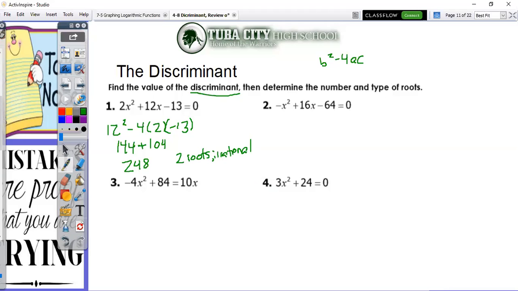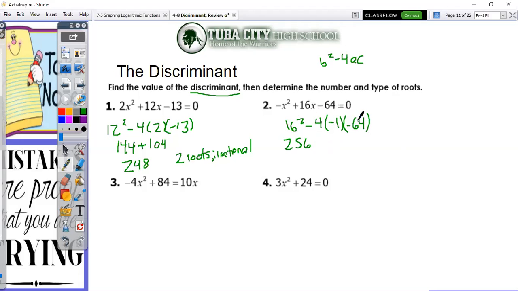All right, so let's go ahead and plug this in and find out how many solutions and what type they will be. So b squared, this is 16 squared minus 4 times a, which in this case is a negative value, so -1 times -64. So 16 squared, I know what that is, 256.